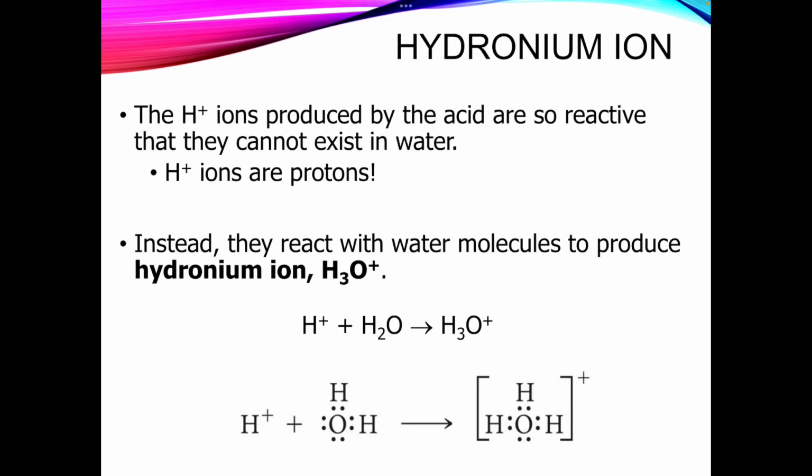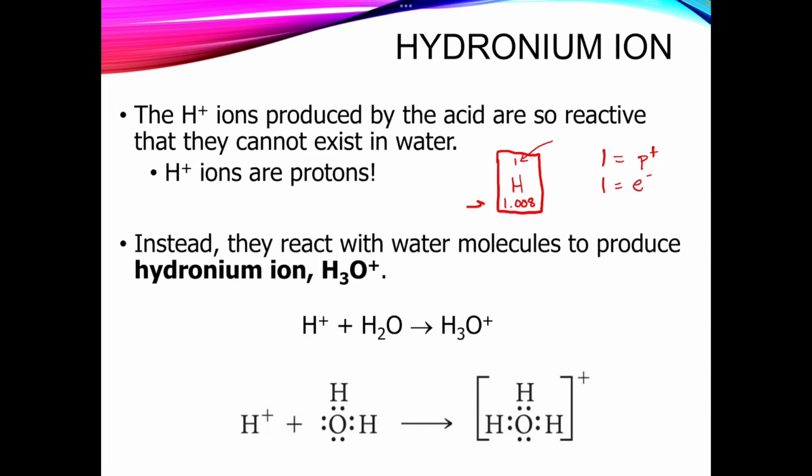Really, really, really reactive, and they actually cannot exist by themselves in water. They are just protons, right? So if we think about a hydrogen, if you looked at the periodic table, you find our hydrogen. Hydrogen has the symbol H, its atomic number is 1, and it has a mass of 1.008. Just a quick review: this number up at the top tells us that hydrogen has 1 proton, and since our atoms are neutral, it also has 1 electron.